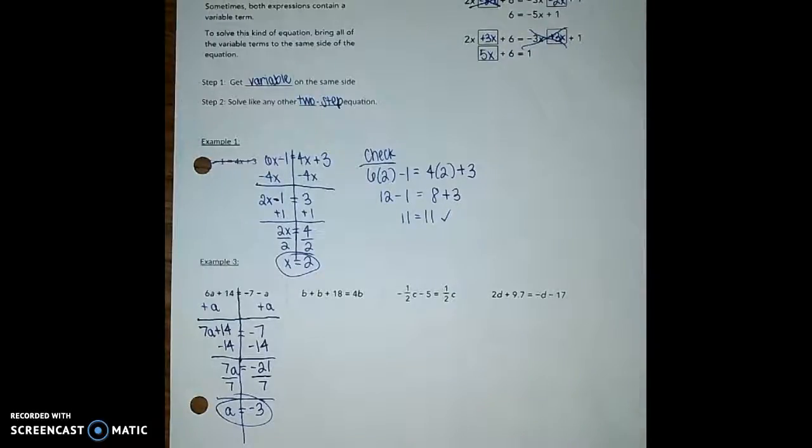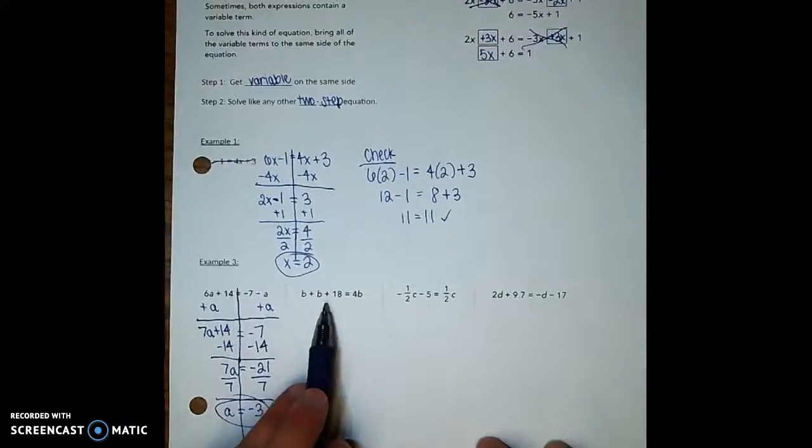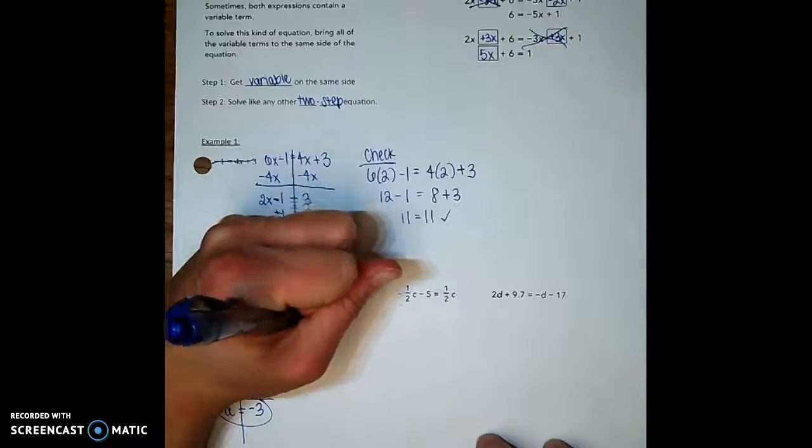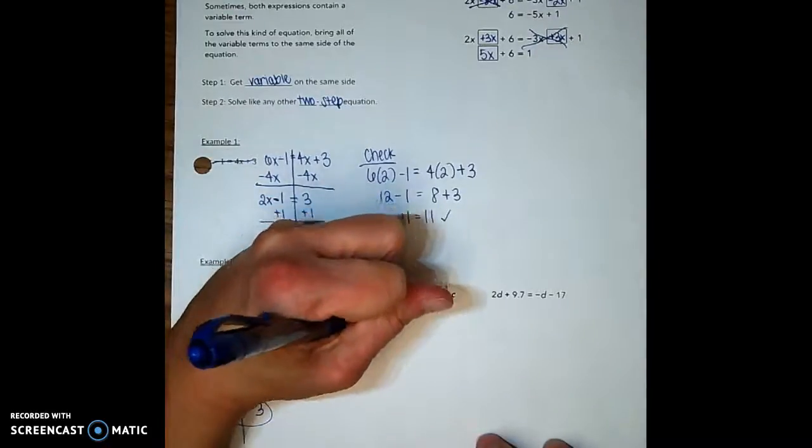So looking at the second equation, this is even more complex than the first one because I see a bunch of stuff on the left side. Some of that can be simplified, and I see stuff on the right. So before I get my variables on the same side, what I'm actually going to do is simplify the left side by combining like terms. So if I have b plus 18, I can rewrite that as 2b plus 18 equals 4b.